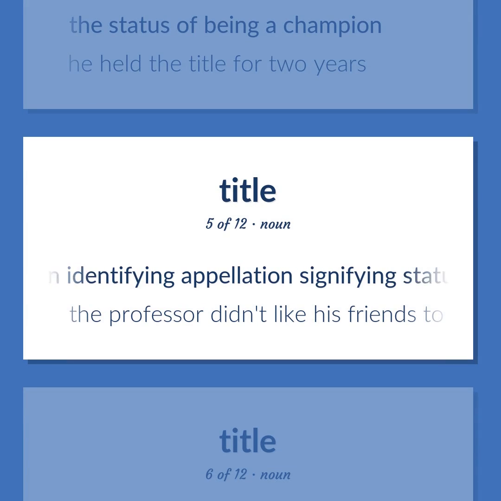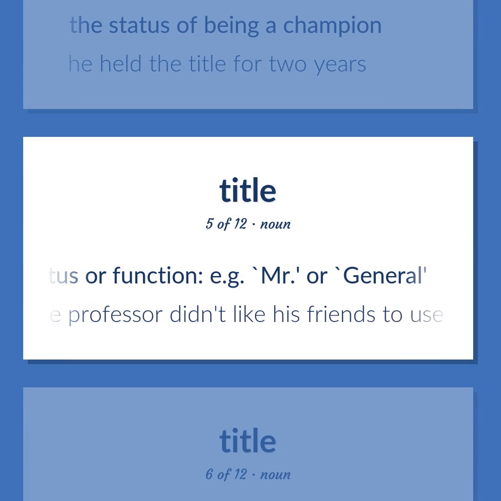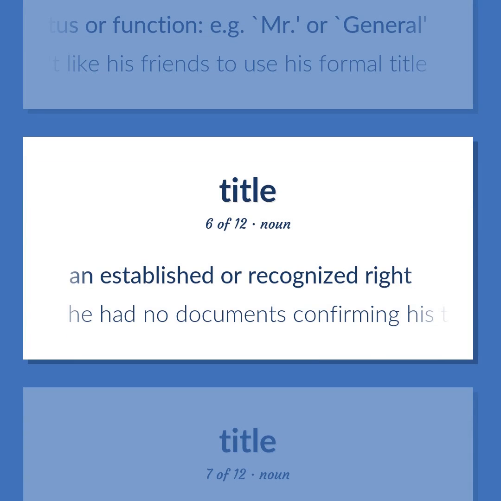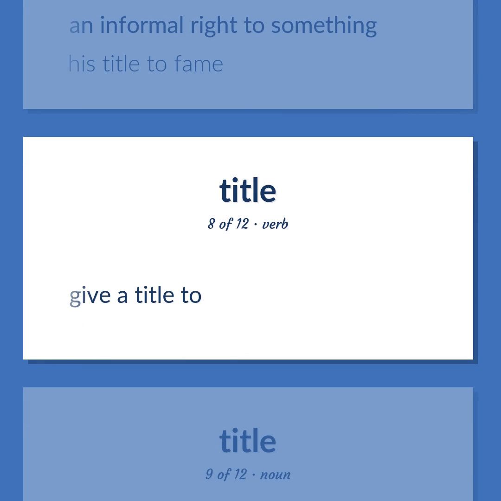An identifying appellation signifying status or function, e.g., Mr. or General. The professor didn't like his friends to use his formal title. An established or recognized right. He had no documents confirming his title to his father's estate. An informal right to something. His title to fame. Give a title to.